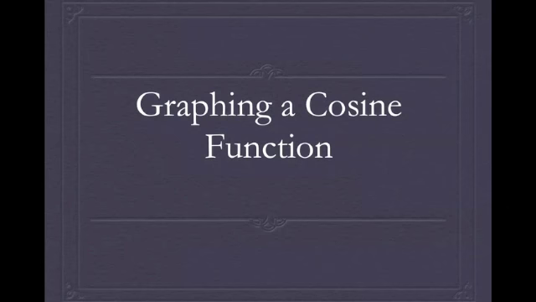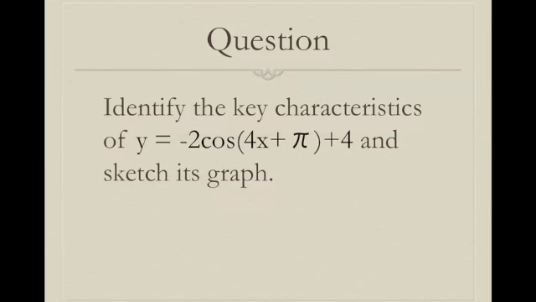Graphing a cosine function. The question we are doing can be found on page 344, number 3 of the Nelson Advanced Functions textbook. The question is to identify the key characteristics of y equals negative 2 cos (4x plus pi) plus 4 and sketch its graph.